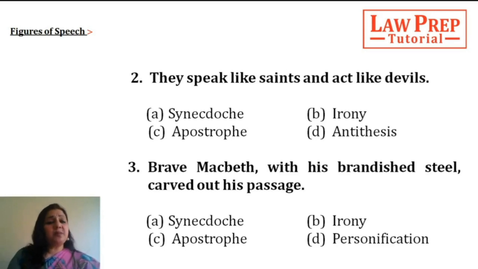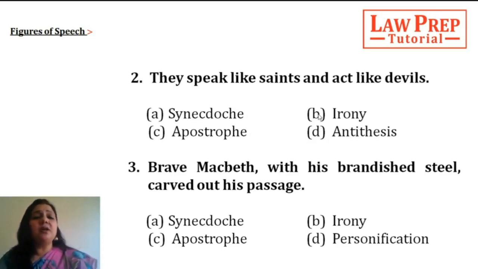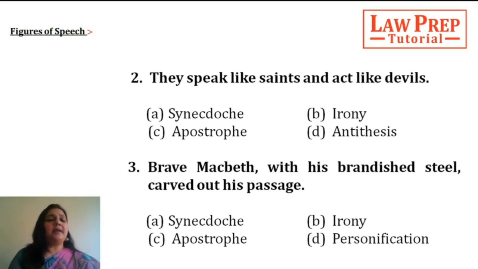Now they speak like saints and they act like devils. You find two opposite things, right? So two opposite sentences joined together is called antithesis, right? Synecdoche is a part-whole relationship, apostrophe is when you address someone and the person doesn't answer. Irony is when the opposite of what you think happens. So in that case it is antithesis.